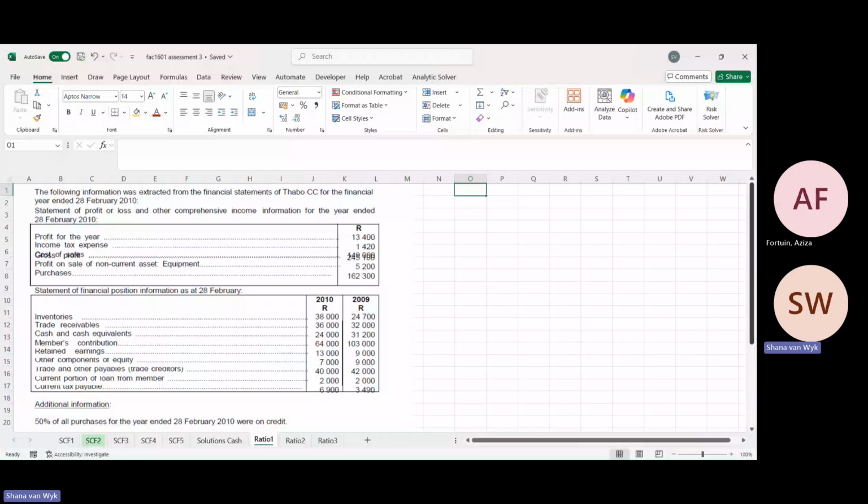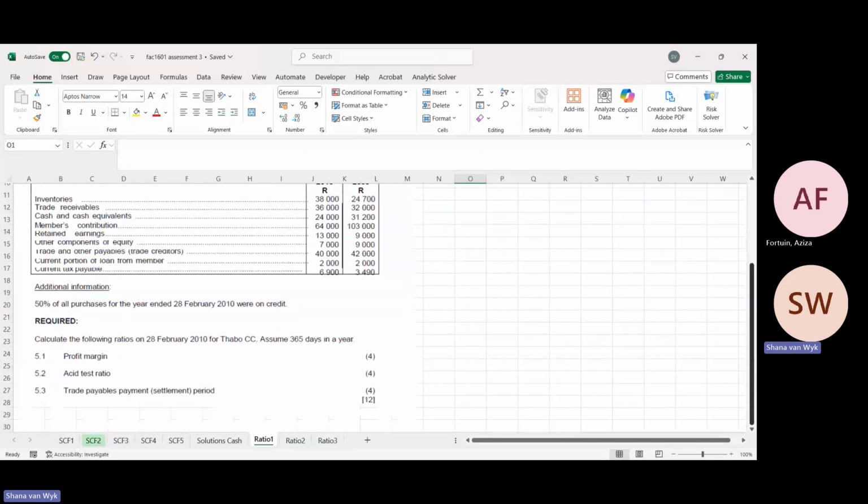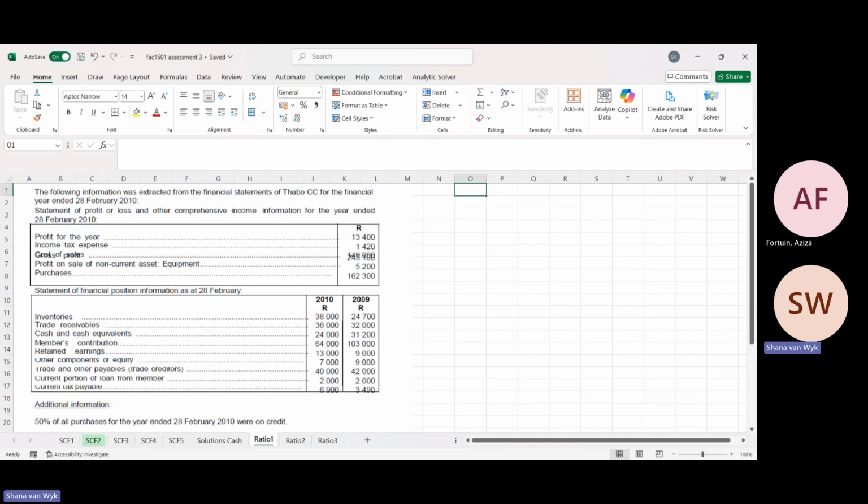Statement of law. Created. Okay. Calculate the following ratios: profit margin, asset test ratio, trade payables payment. Okay. I'll quickly look at my notes. Profit margin. Okay, so this is under profitability. So let me say here 5.1.